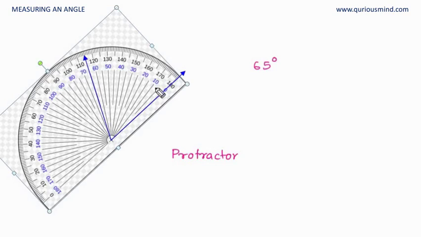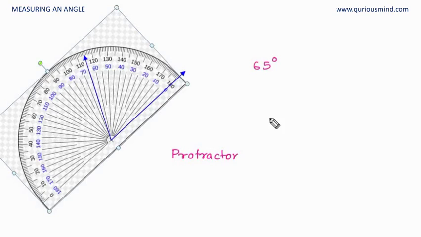Care has to be taken that we should take the scale whose 0 is aligned with the reference ray. So if I take this outer scale now, my reading would be 115, and that is wrong. So I have to take the inner scale because the reference ray is aligned with the 0 of the inner scale here. If you take that care, then your reading will be good.